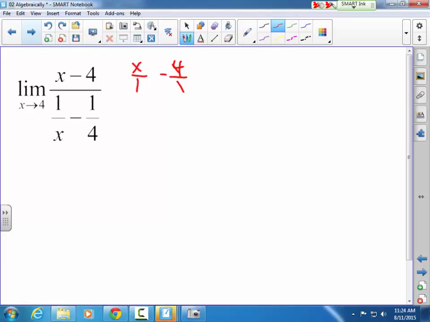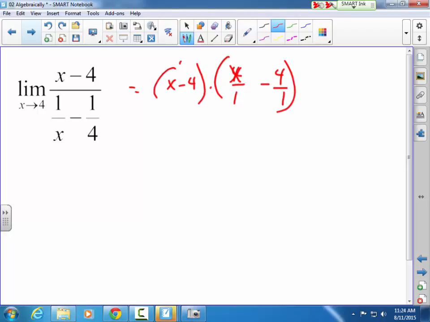Okay, you're saying do this? No. I'm saying you just flip the denominator over. Okay, I see what you're saying. So you're saying make this problem into x minus 4 times x over 1 minus 4 over 1. So you're saying that just flipping these two fractions over, okay, so then 1/3 minus 1/4, 3 minus 4, you're saying they're reciprocals of one another?